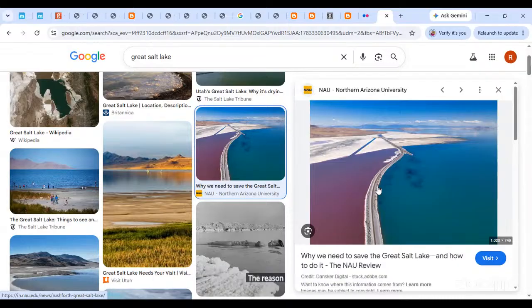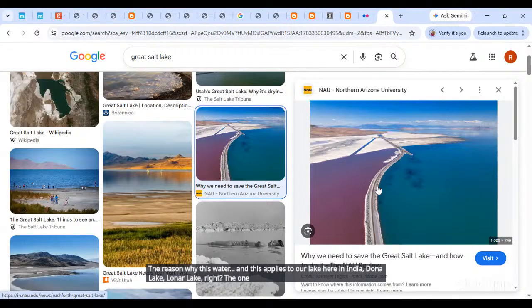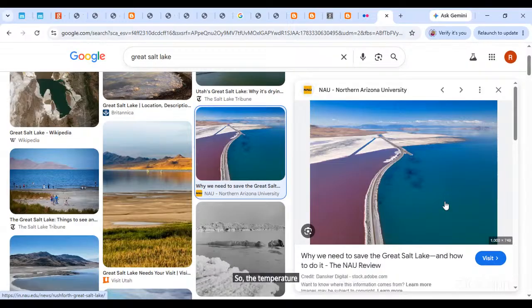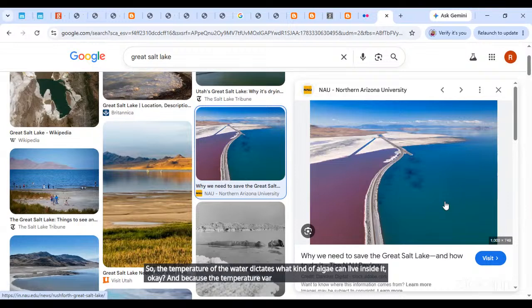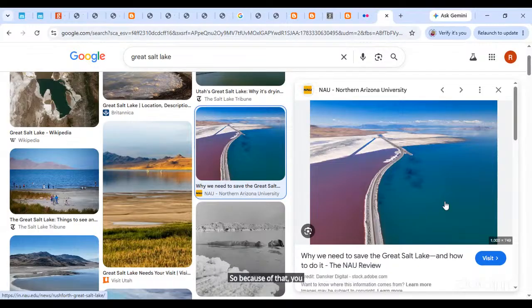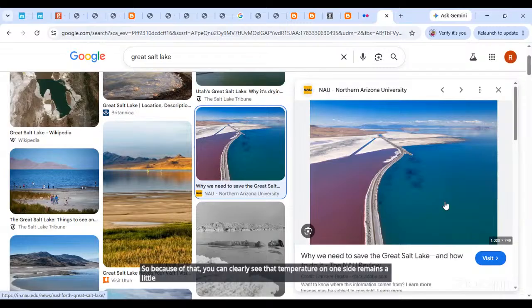The reason why this water, and this applies to our lake here in India, Lonar Lake, right? The one that is formed because of the impact of the meteorite. So even Lonar Lake shows you slightly pinkish colored water, right? It is because of the bacteria or the algae that live inside this. So the temperature of the water dictates what kind of algae can live inside it, okay? And because the temperature varies, hence the algae varies, and hence the color of the water varies, okay? So even this has a different temperature based on which side it is attached to or not attached to. So you can clearly see that temperature on one side remains a little higher than the other, and a different kind of algae survives there, hence a different colored water appears there.